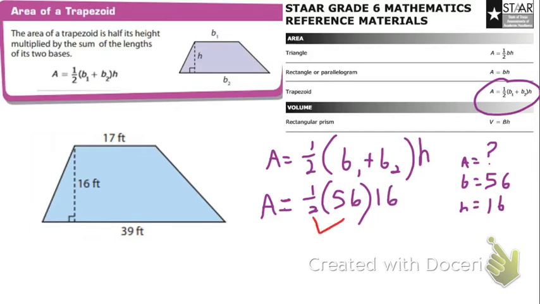So in this case, the largest even number is 56. Half of 56 is 28 times 16, and that's what the formula gives, 448 feet squared. All right. Questions? If you guys have any questions or comments, go ahead and email me, okay?